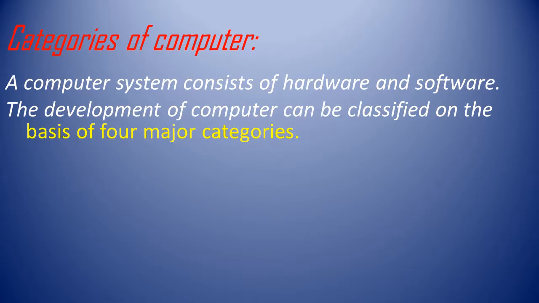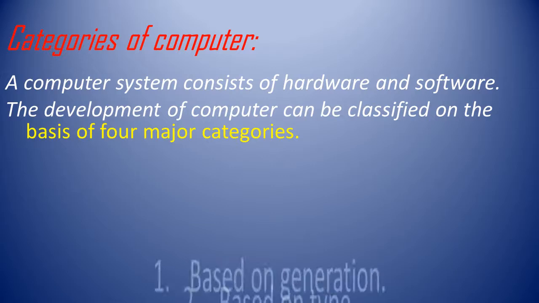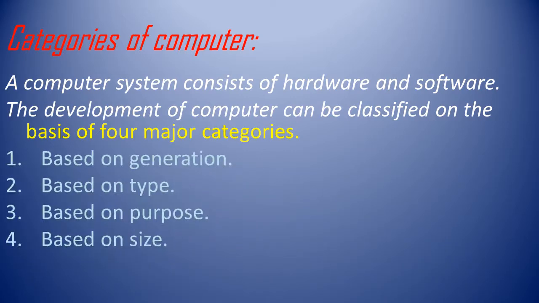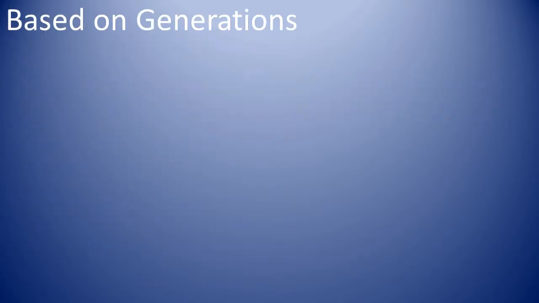The development of computer can be classified on the basis of four major categories. First one based on generation, second one based on type, third one based on purpose, fourth one based on size. The first one is based on generation. The term generation can be related to the word innovation. In every generation, computer technology becomes more advanced than the previous one.